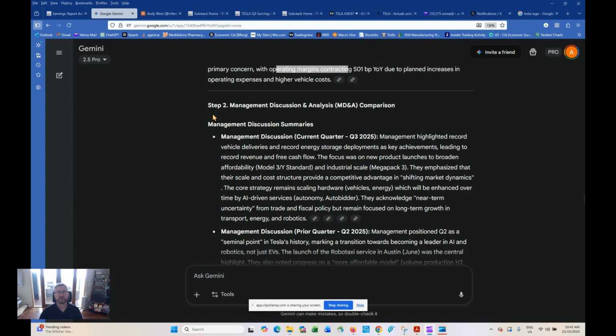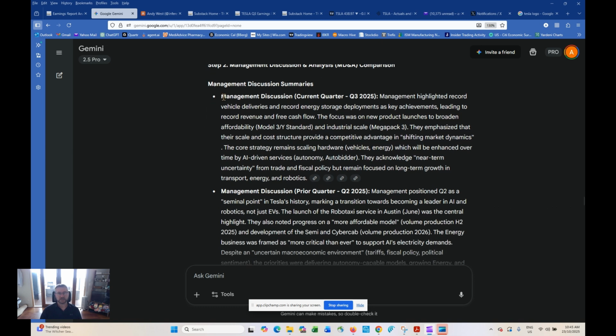The second section of the report covers the management discussion and analysis part of the earnings presentation. This is where we pull out the management discussion for the current quarter and then below that the prior quarter. Really interesting to compare and contrast those to see what is changing in terms of the focus of the company and the language of management.